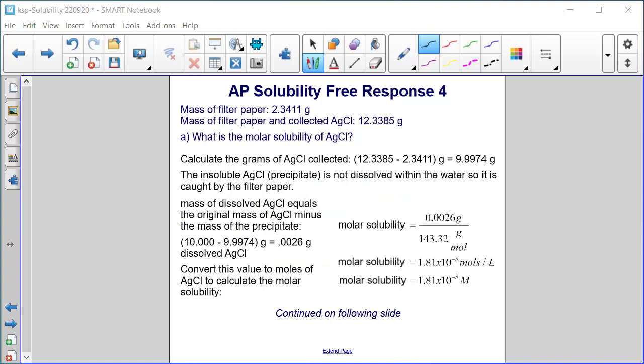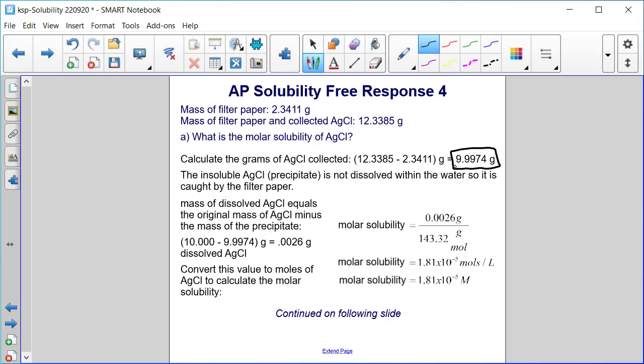Part A. What is the molar solubility of silver chloride? So first, let's calculate the grams of silver chloride collected by subtracting the filter paper mass from the total mass collected. We get 9.9974 grams. The insoluble silver chloride, the precipitate that was collected, is not dissolved within the water, so it is caught by the filter paper.